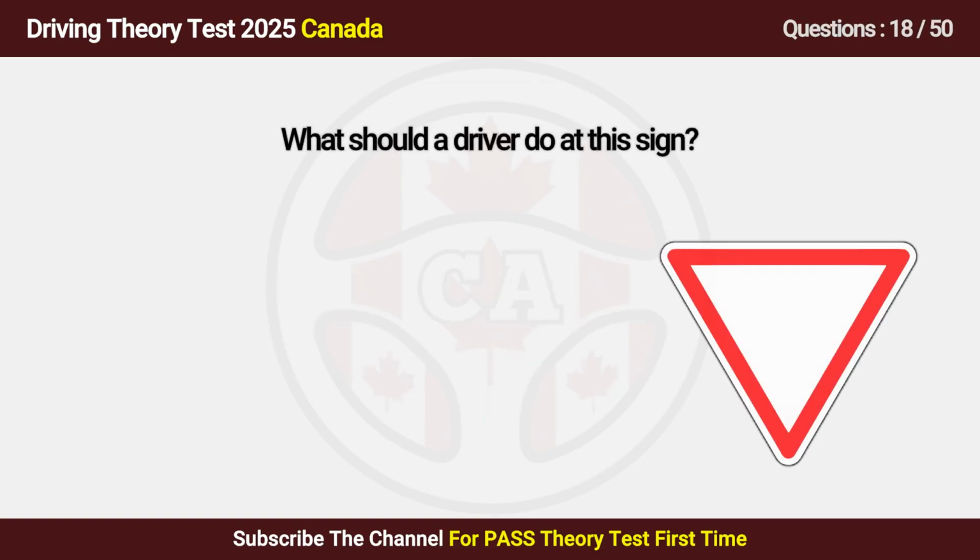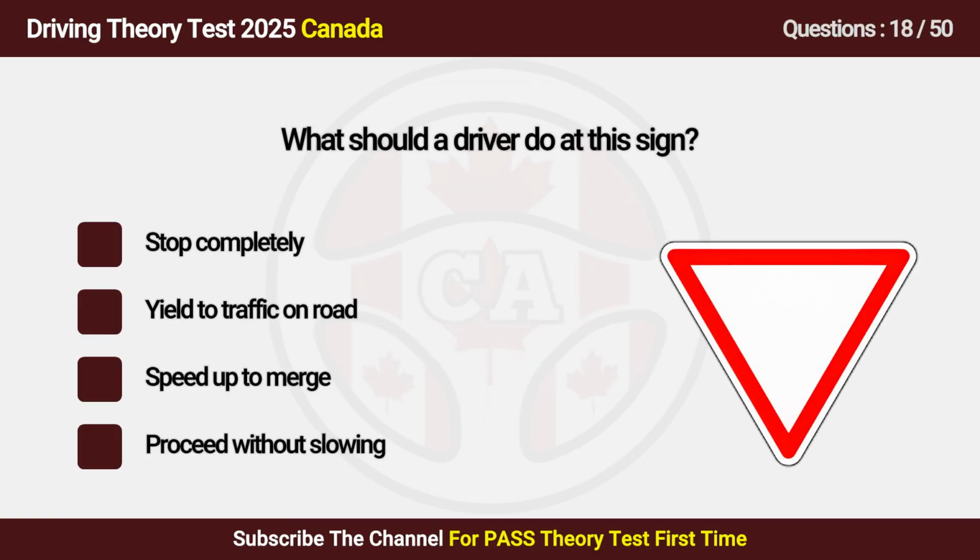Question 18. What should a driver do at this sign? A. Stop completely. B. Yield to traffic on road. C. Speed up to merge. D. Proceed without slowing.